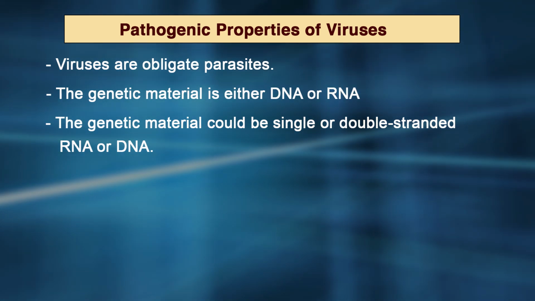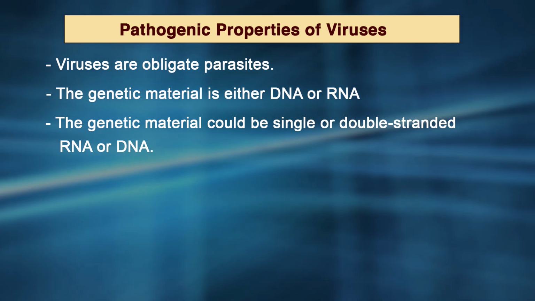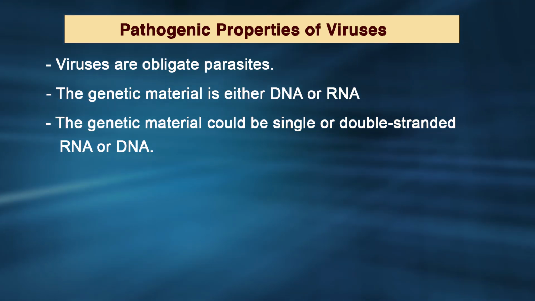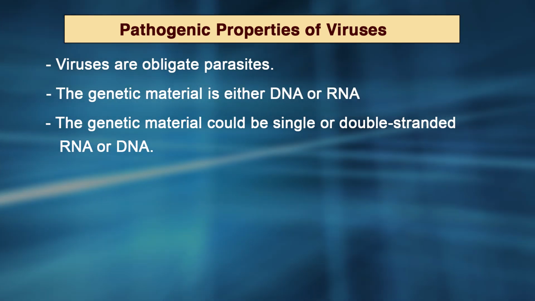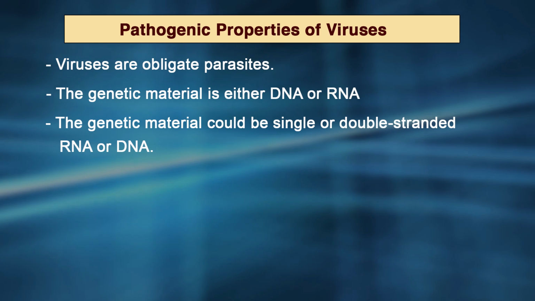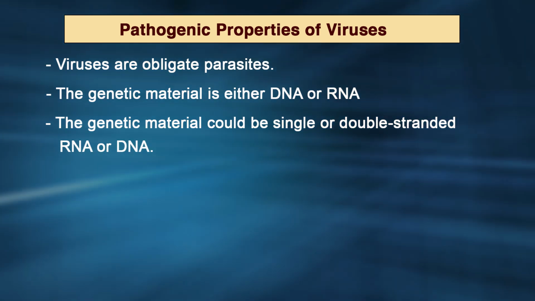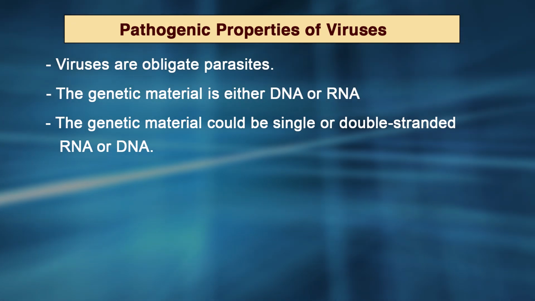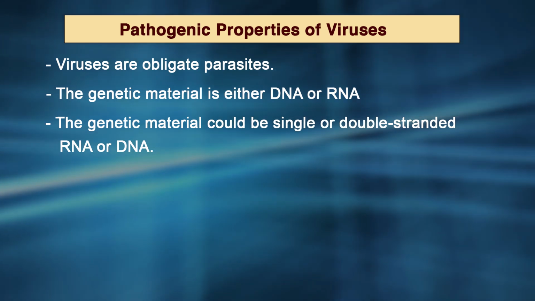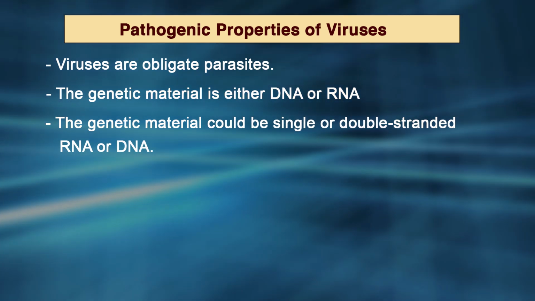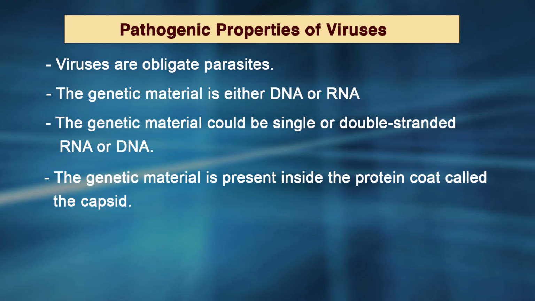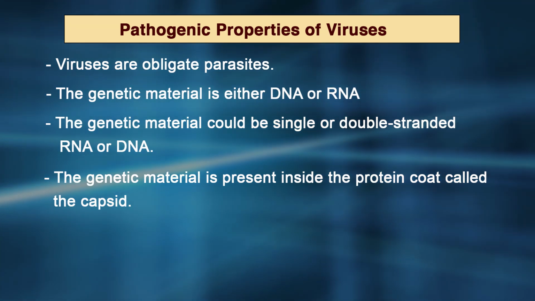Viruses are obligate parasites. They are inactive outside the host cell, but more active inside the host cell. The genetic material is either DNA or RNA. The genome may be circular or linear. The genetic material could be single or double stranded RNA or DNA. Generally, plants are infected with single strand RNA viruses, and animals are infected with single or double strand RNA or double strand DNA viruses. The genetic material is present inside the protein coat called the capsid.